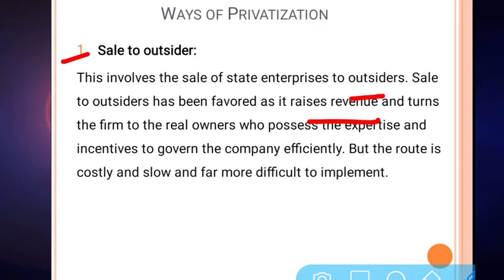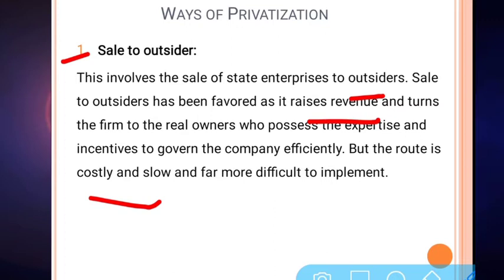But one of the disadvantages is that this method is quite costly and very slow, because for doing this the government needs to take various permissions. Further, the government also needs to wait to meet the right buyer who is ready to purchase at the right price, at a price which the government wants. So because of all these things, many times the government has to wait for a long period of time.